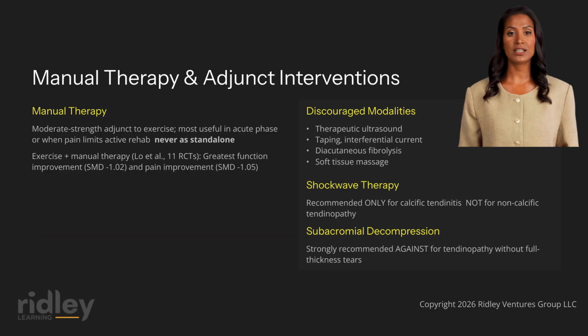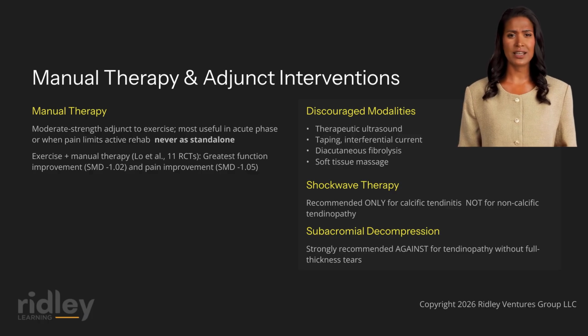Manual therapy is recommended as a moderate-strength adjunct to exercise therapy, particularly in the acute phase or when pain limits participation in active rehabilitation. A network meta-analysis by Lowe and colleagues, encompassing 11 randomized controlled trials with 548 participants, found that combination therapy, including exercise plus manual therapy, demonstrated the greatest improvement in function and pain, representing a large and clinically meaningful reduction, although the evidence showed considerable variability across studies, indicating that while the overall direction of benefit is well established, the precise magnitude should be interpreted with appropriate caution. Manual therapy shouldn't be used as a standalone intervention.